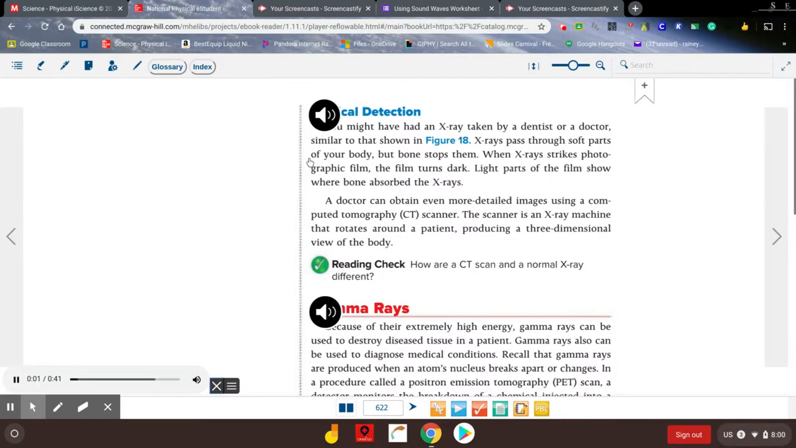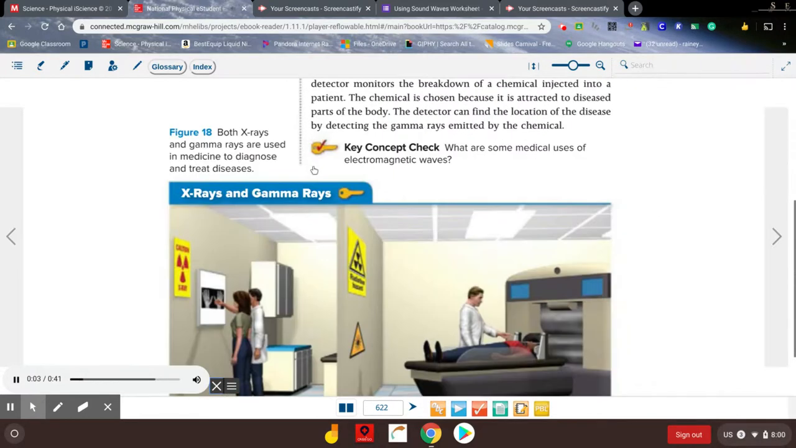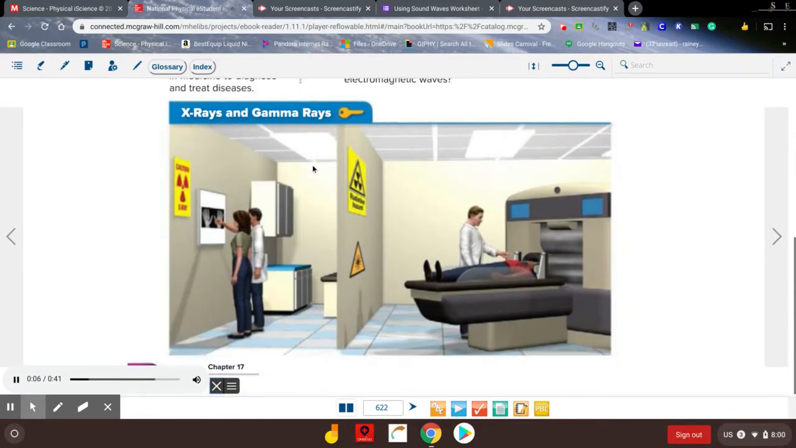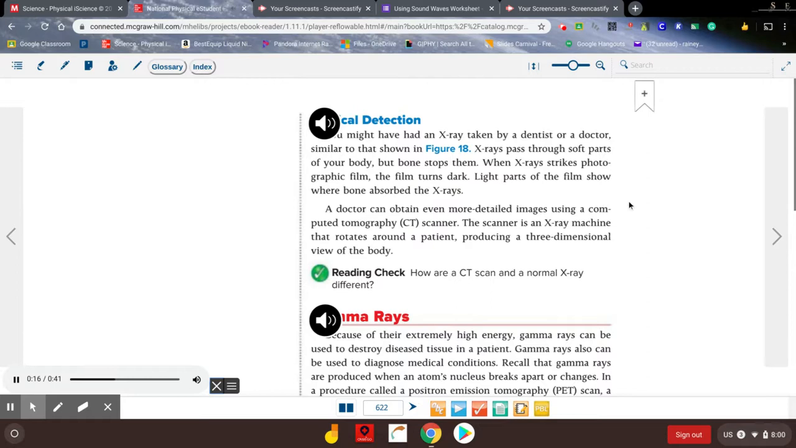Medical detection. You might have had an X-ray taken by a dentist or a doctor, similar to that shown in Figure 18. X-rays pass through soft parts of your body, but bone stops them. When X-rays strike photographic film, the film turns dark. Light parts of the film show where bone absorbed the X-rays.